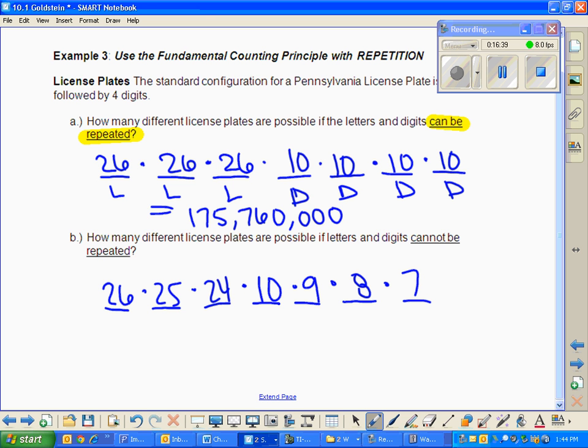Right. So here we picked from 26 letters, but then we picked a letter, so we had to take that one out of the bunch. Now we only have 25 to pick from, and 24. And then we had 10 digits to start out with, and then 9, and then 8, and then 7. Do we have questions about that? Jenna, are you okay? Go ahead. That's still a lot of license plates either way. Are we okay with this fundamental counting principle? Alrighty.